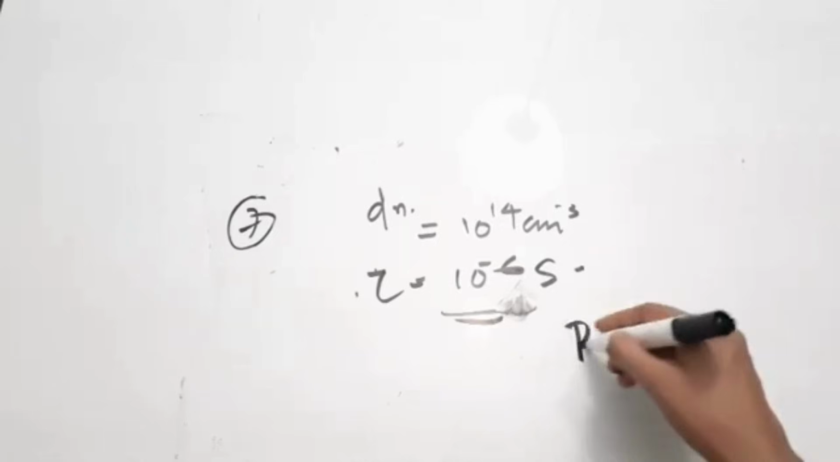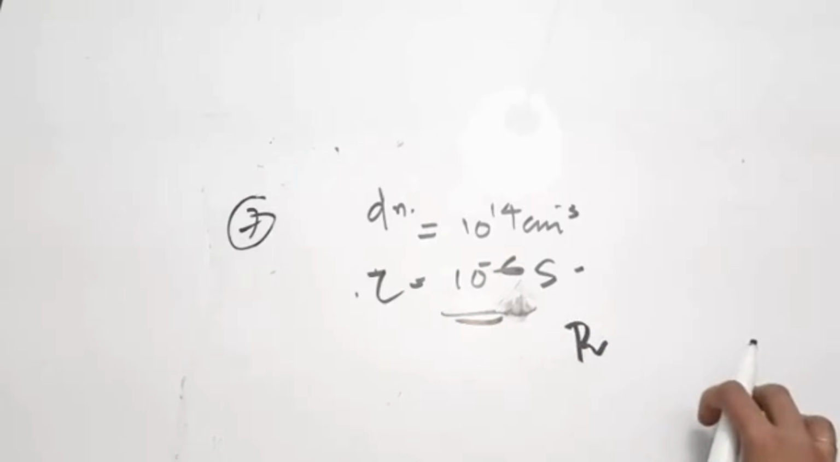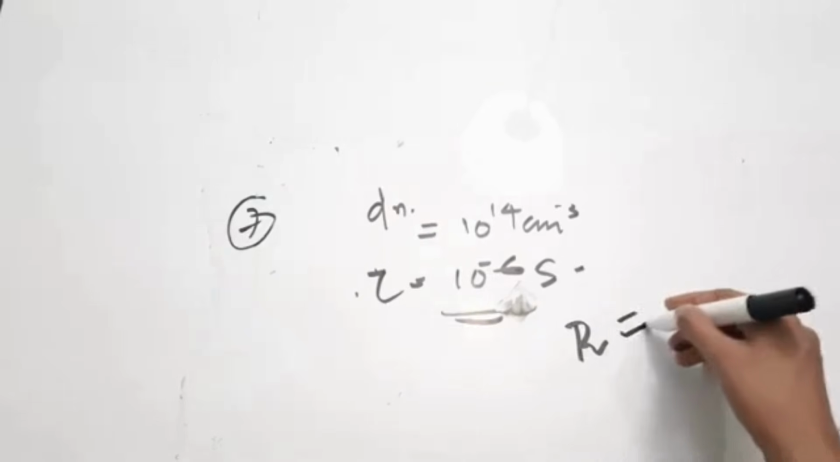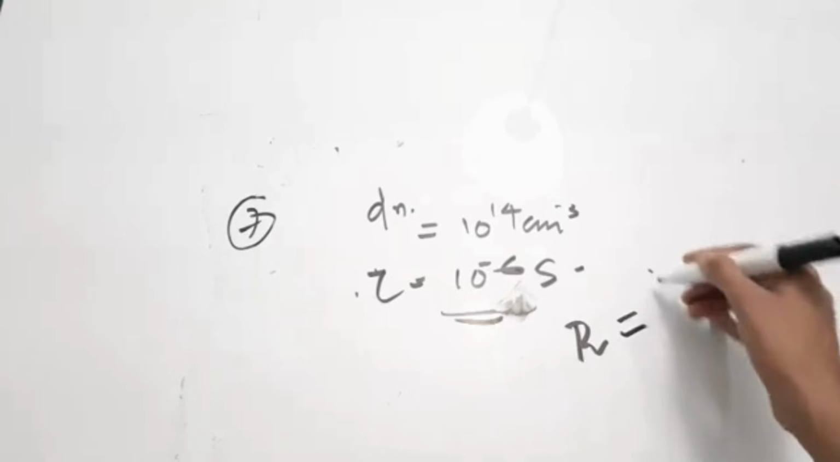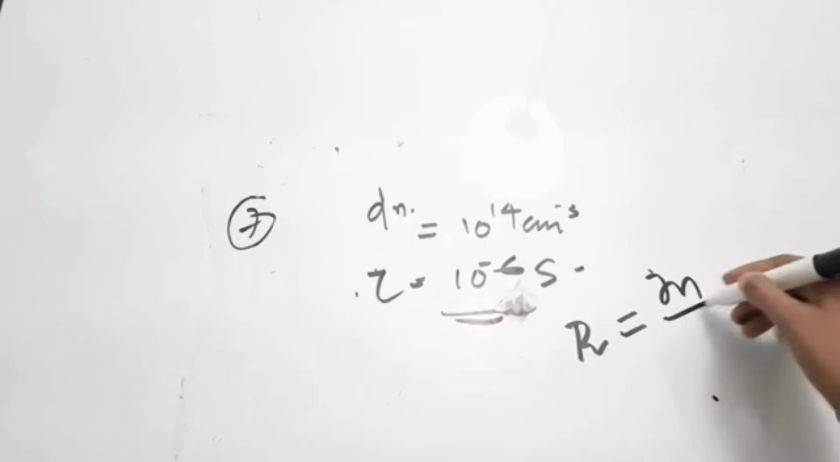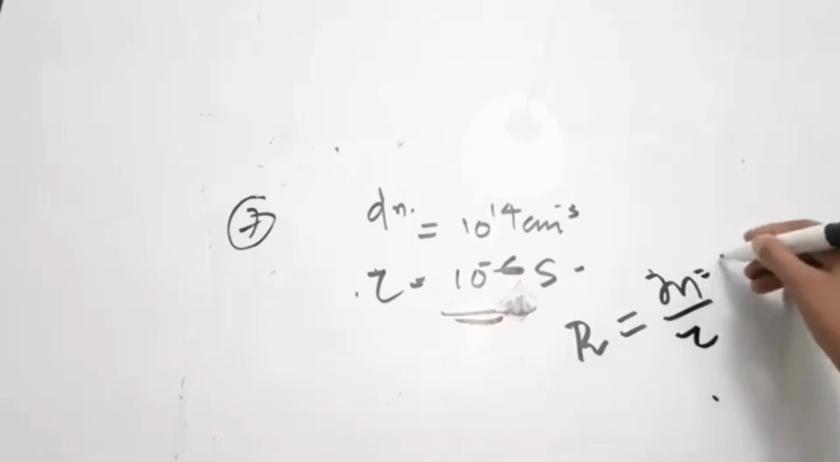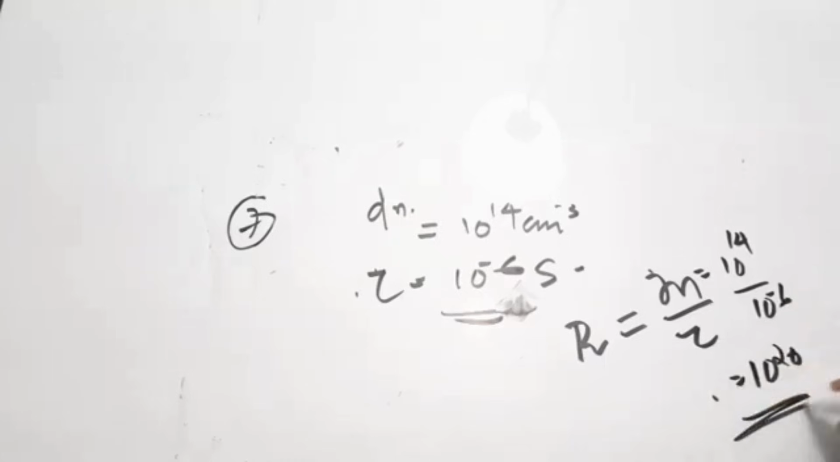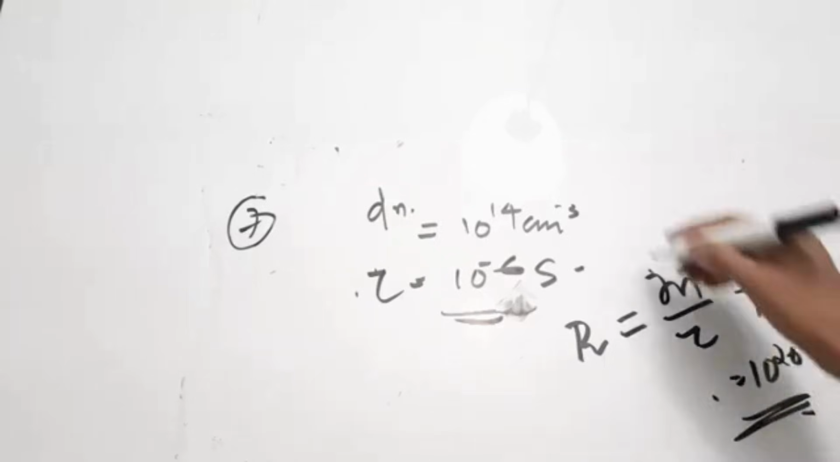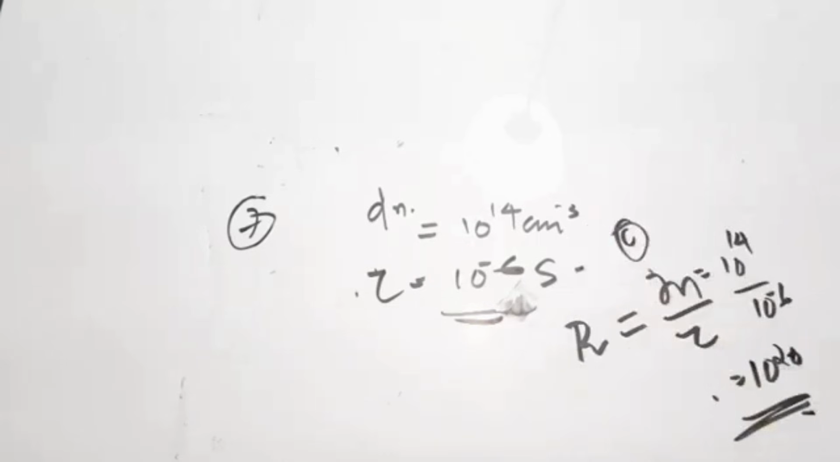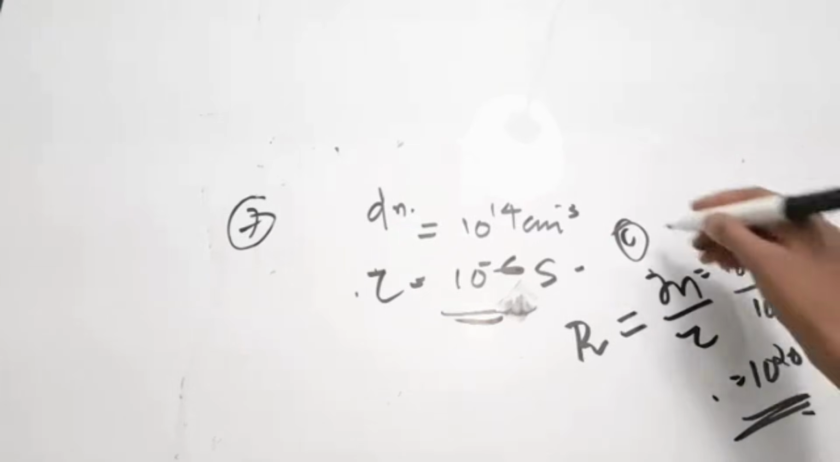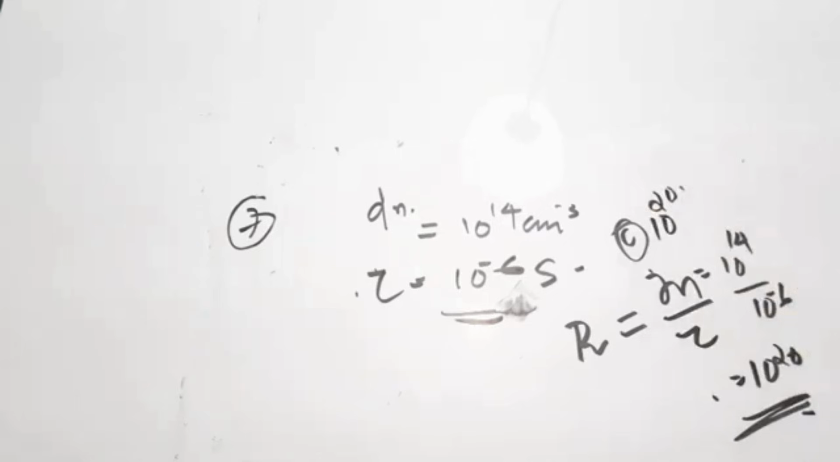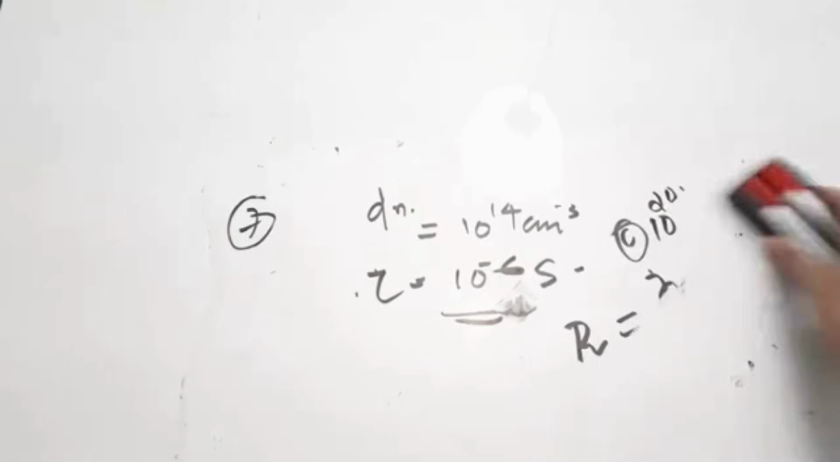The equation is, please note it if you don't know, the recombination rate of the excess carriers is R equal to the concentration by lifetime, that is delta n by tau. So it will be 10 raised to 14 by 10 raised to minus 6, that is 10 raised to 20. So the correct answer is option C, 10 raised to 20 is the recombination rate. So for the 7th question, the correct answer is option C, 10 raised to 20. Now, moving on to the 8th question.